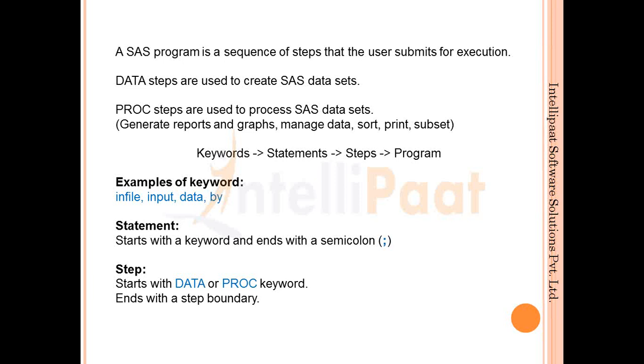When I say process, it could be that you are sorting it, or that you are producing a report from that data set. It is possible that you are going to summarize that data set. So there are n number of manipulations you can make with that data. And if you want to see the output in the output window, then you use proc steps. So basically a SAS program has two parts: the data step and the proc step. When we write a SAS program, I'll tell you in a couple of minutes how to write one, and then you can see how we distinguish whether it is a data step or a proc step.